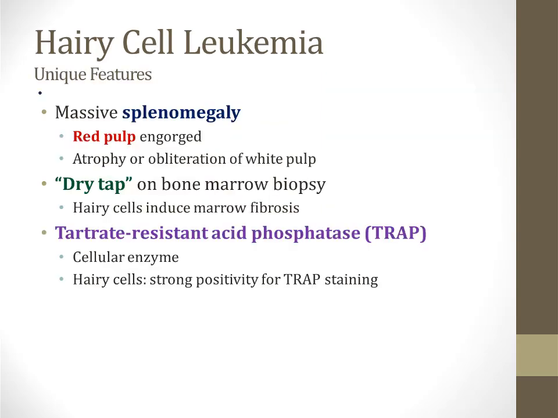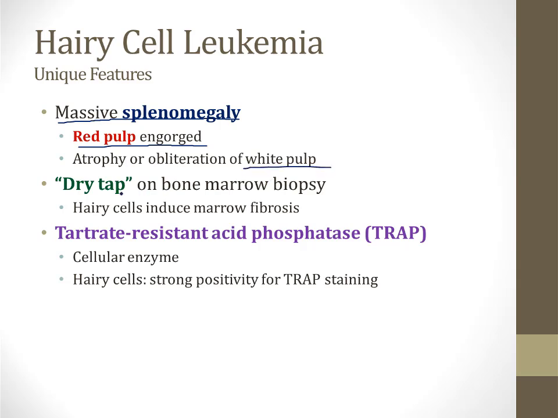Hairy cell leukemia has a couple of unique features you need to be aware of, especially for step 1. The first is that this type of leukemia usually presents with massive splenomegaly. And the reason the spleen gets so big is because the red pulp gets engorged. The red pulp gets so large that there is atrophy or obliteration of the white pulp in many cases. We'll talk more about this in the next slide.